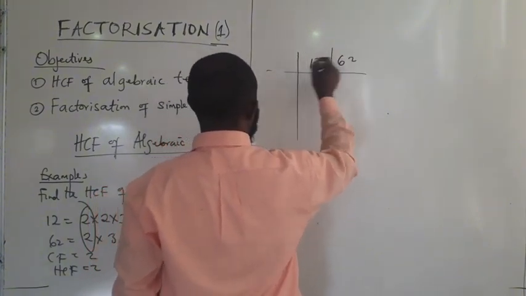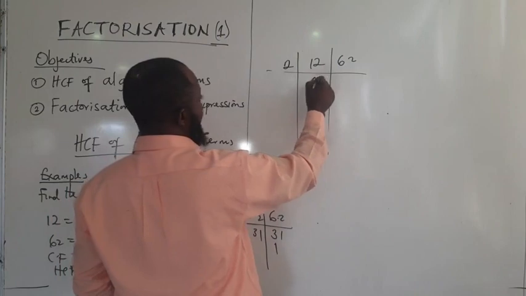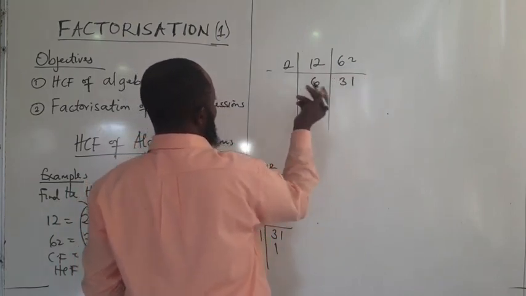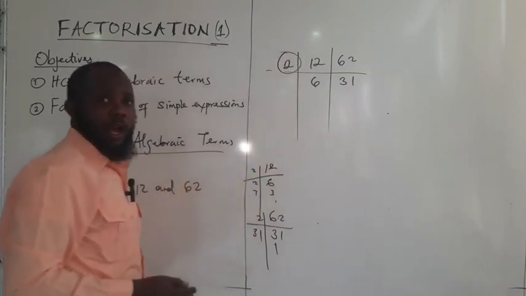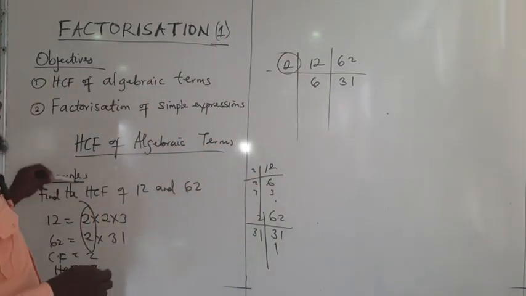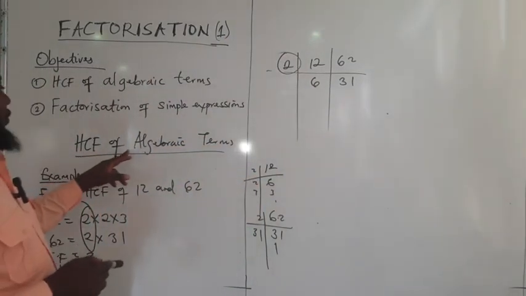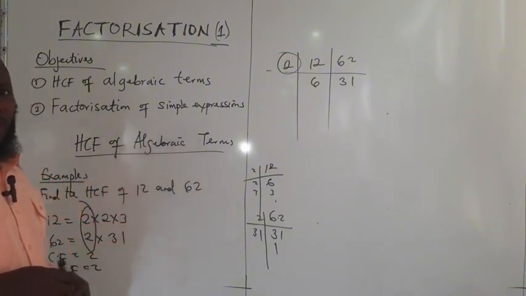12 and 62. So what is common is 2. 2 here gives 6. 2 here gives 31. So nothing else is common. So the HCF is 2. I hope it's very clear. So the same thing will be done under the HCF of algebraic terms. I hope this is clear.